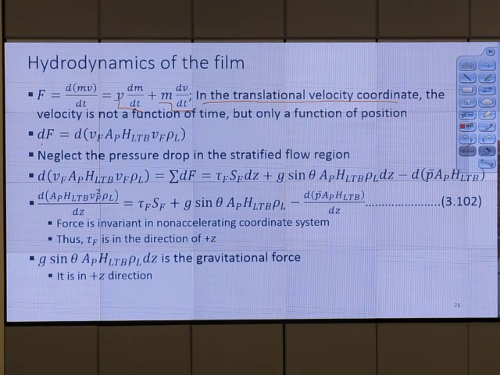Okay? So dF, what is this force? Okay, hydrodynamic. This force has to do with momentum. Momentum multiplied by mass rate. I try to calculate d(mv)/dt. So AP multiplied by ρ, this one will be AL, right?